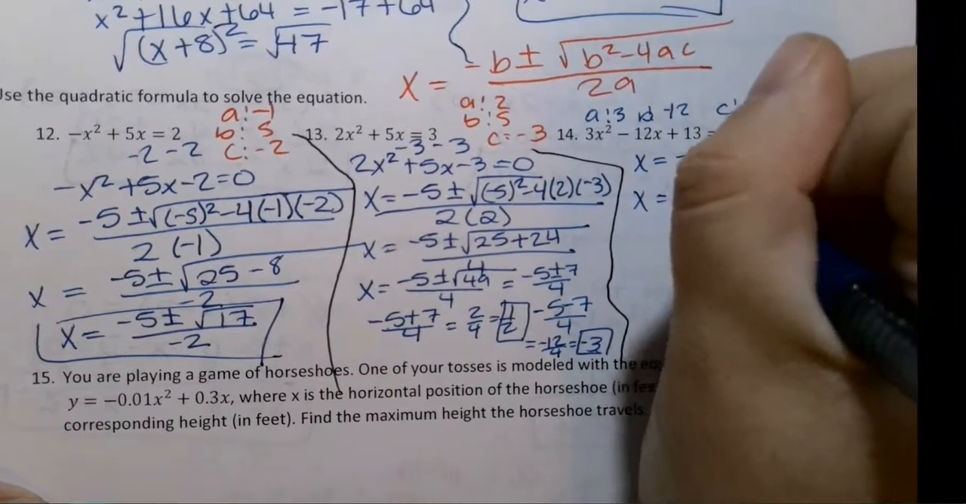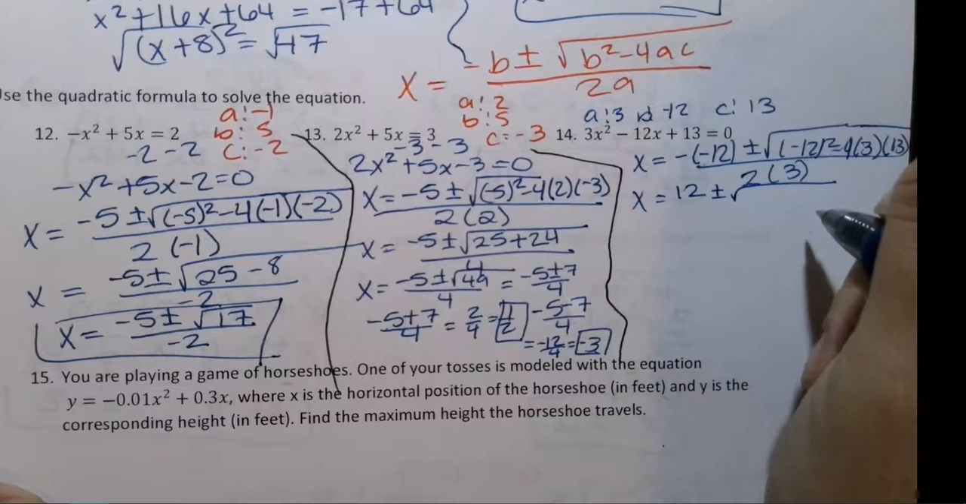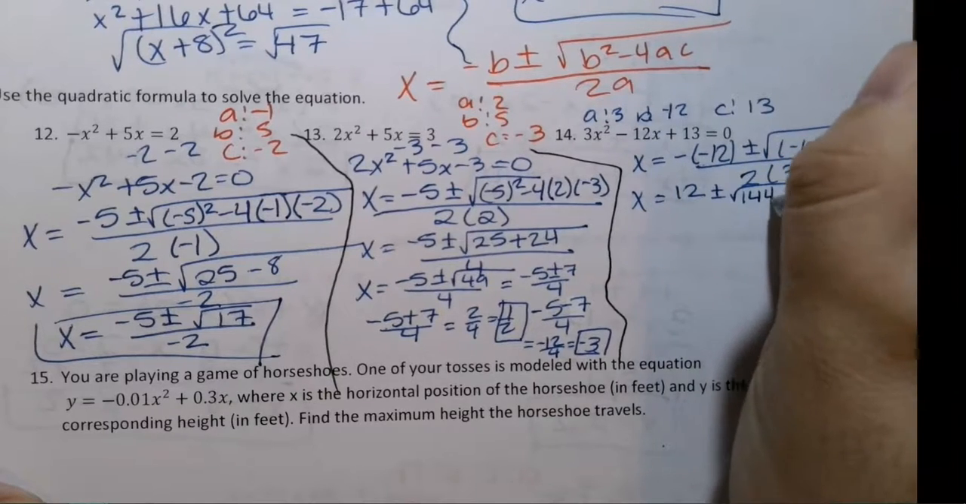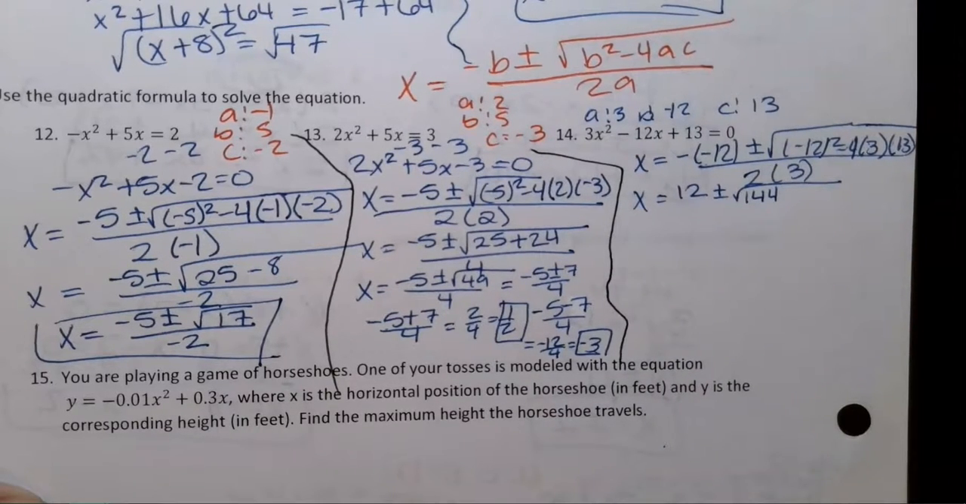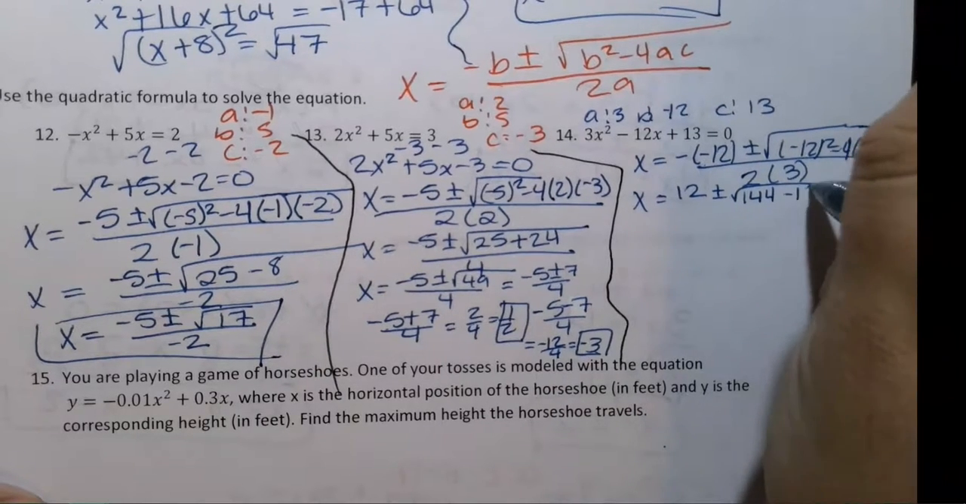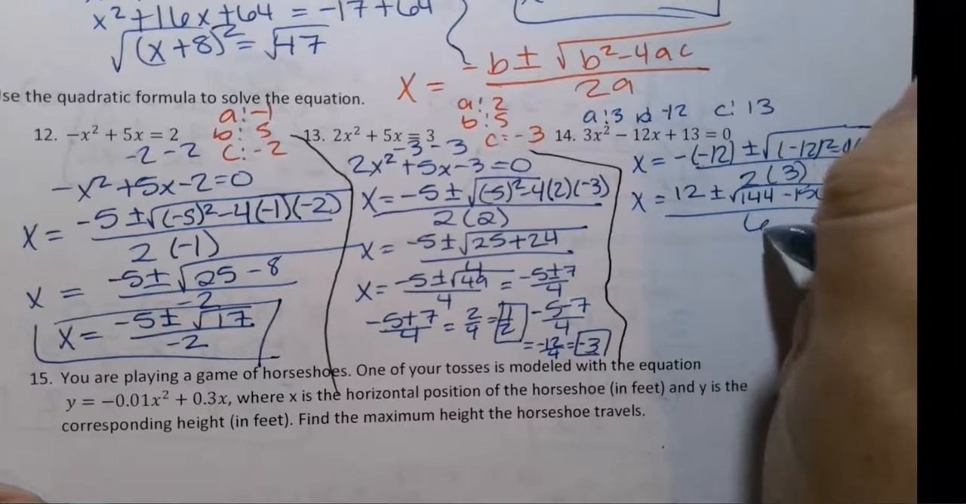Negative 12 is going to turn into positive 12. Negative 12 squared is 144. Negative 4 times 3 is negative 12. Negative 12 times 13 is negative 156. 2 times 3 is 6.